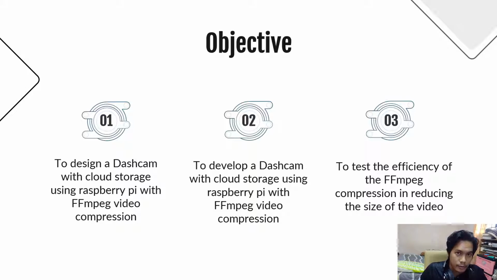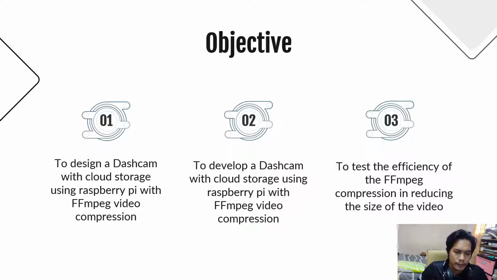So the objective of this project is to design a dashcam with cloud storage using Raspberry Pi with FFmpeg video compression. Secondly, to develop a dashcam with cloud storage using Raspberry Pi with FFmpeg video compression. And lastly, to test the efficiency of the FFmpeg compression in reducing the size of the video.